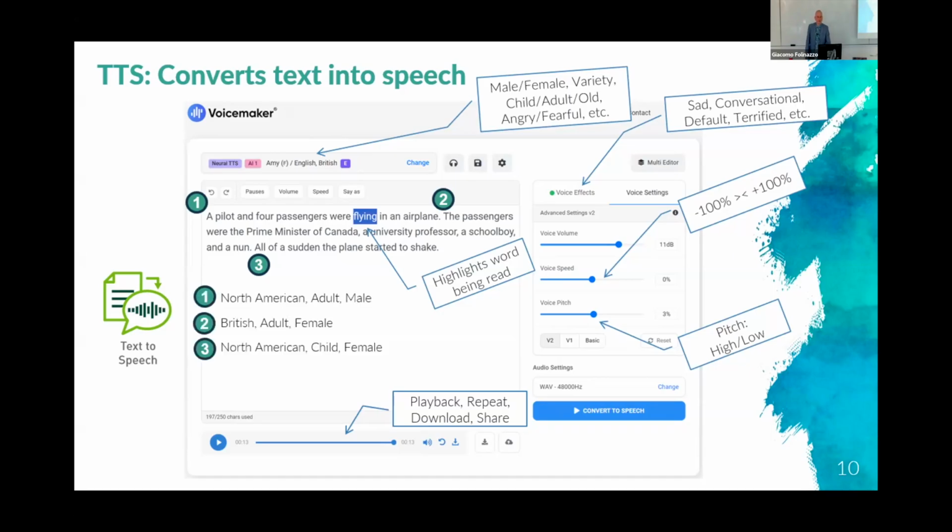A pilot and four passengers were flying in an airplane. The passengers were the Prime Minister of Canada, a university professor, a schoolboy, and a nun.